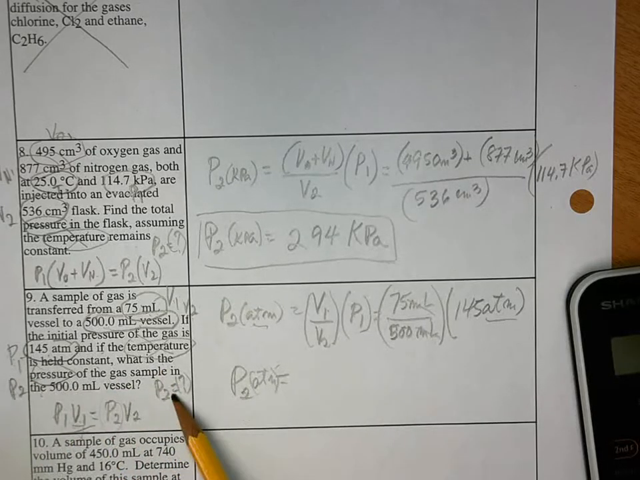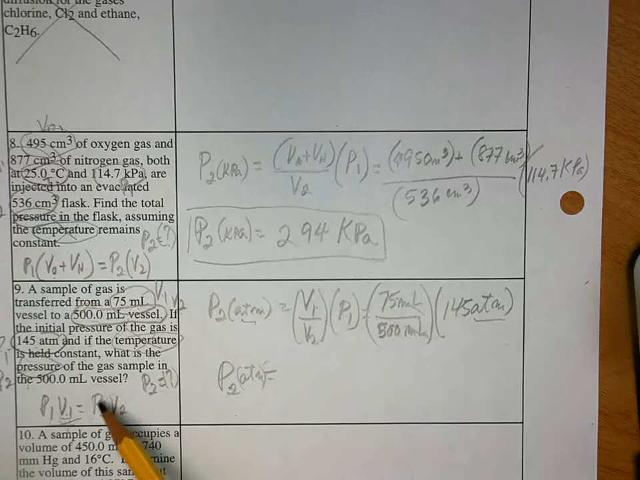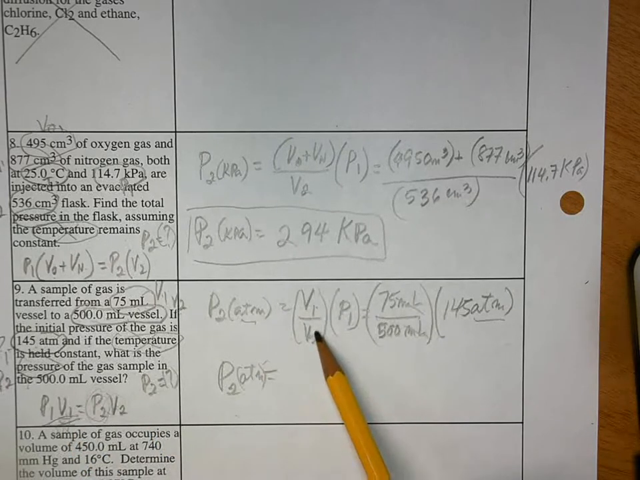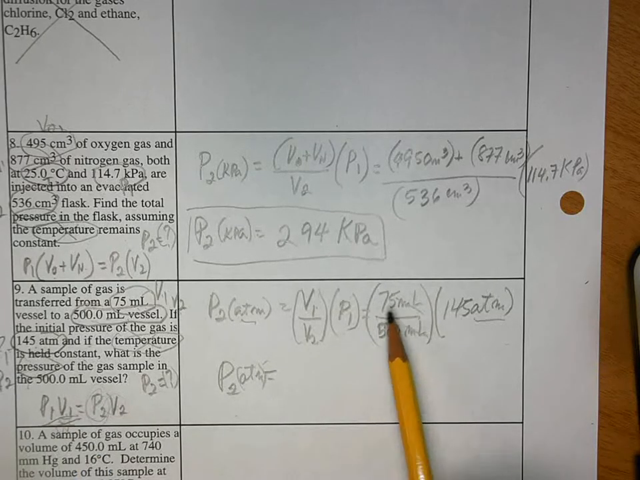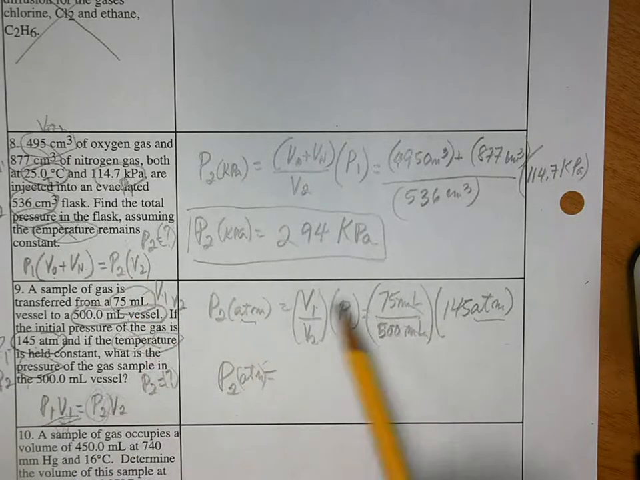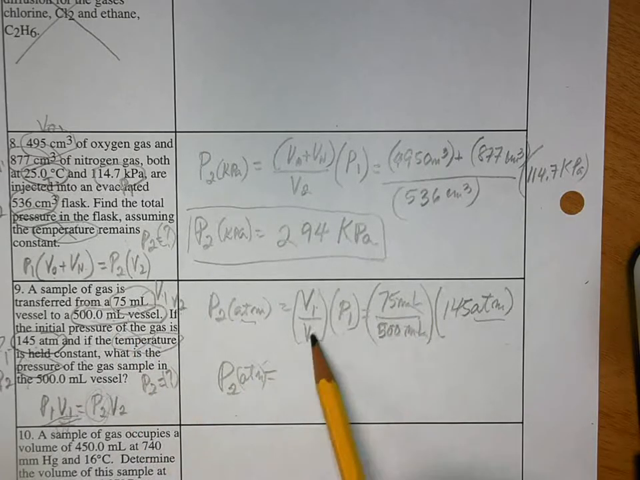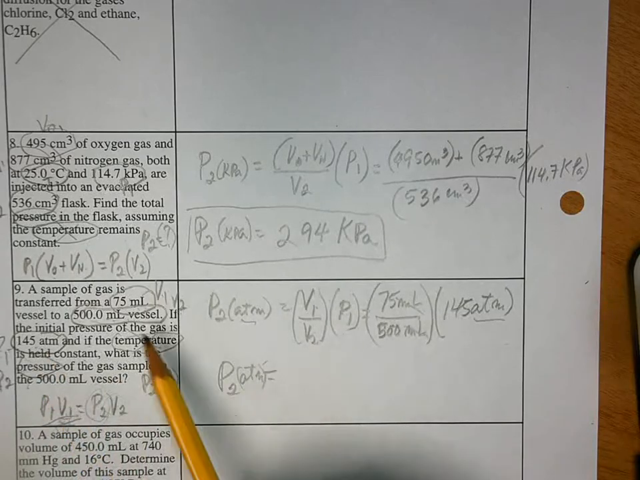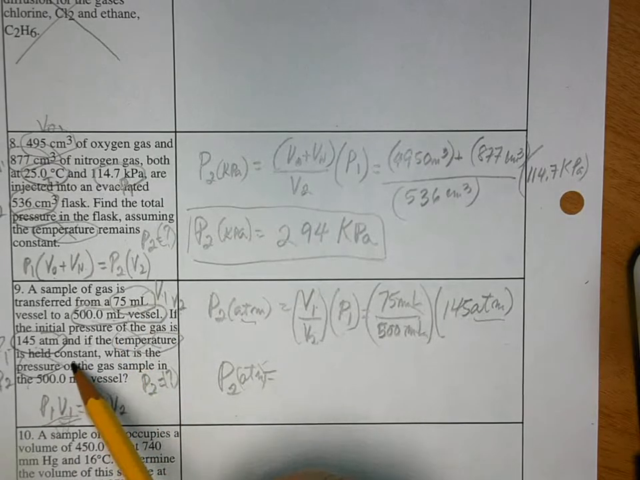So, pressure 2. Again, the formula is P1 V1 is equal to P2 V2. If we're solving for P2, you put V2 on the other side, and it becomes the denominator. So it's V1 over V2 times P1. Substituting the values: V1, that's the one there. V2, that's the one, because you've already written it down. And then P1. So you have to put these variables here. That's the easiest way to do it.